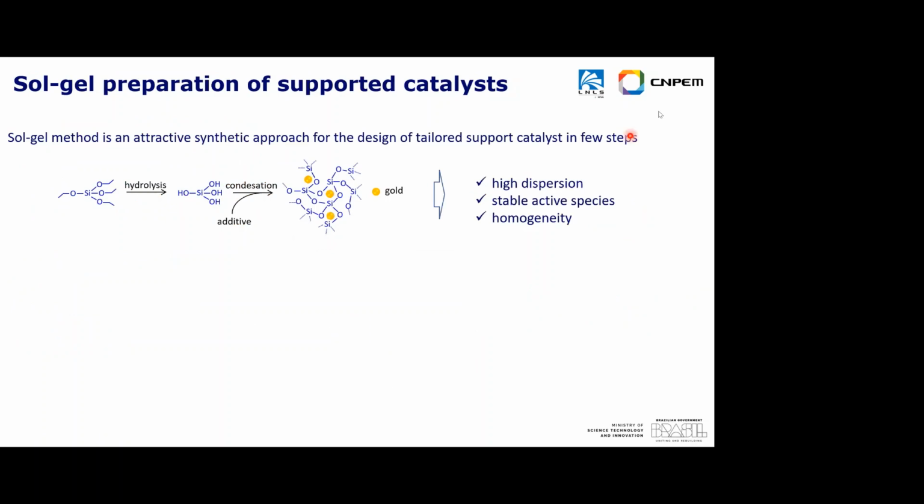So in this project, we use the sol-gel method, which is a really nice synthetic approach to design tailored-property materials, because we can control the properties of the material by changing the synthesis parameters. We can also add different materials during the gel formation, and in this example, it was to produce catalysts. So we can add the active species during the gel formation of the support, and we have a supported metal catalyst in an oxide in only one step, one whole synthesis.